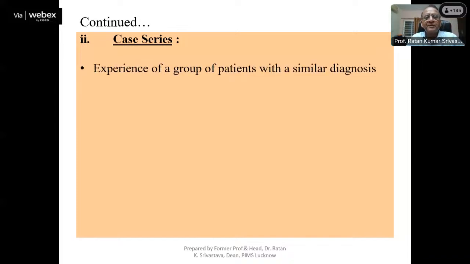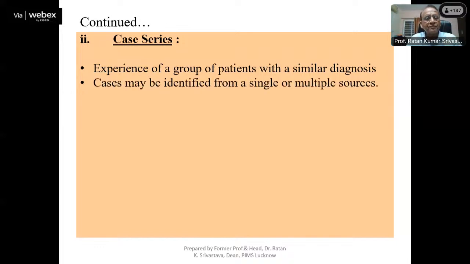So we publish the experience of a group of patients with a similar diagnosis, and in a case report, a single case is published. These two things are very common in medical literature, and international and national journals publish them. They ask you whether it is a case report or a case series. You should be very clear.